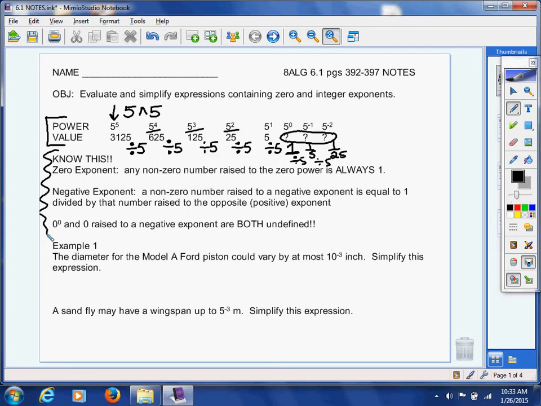As we do each example, I want you to know this. Any zero exponent, anytime, any number, any variable, anything raised to the 0 power is always going to be 1. You don't need to put it in a calculator. You don't need to think about it. If you have anything raised to the 0 power, it's going to equal 1. Always.